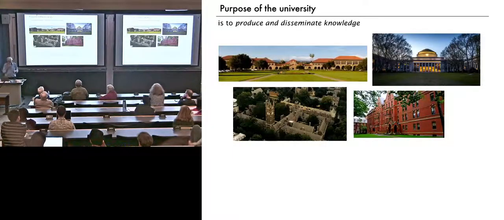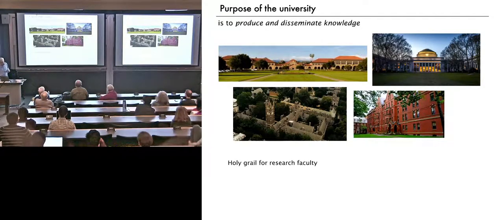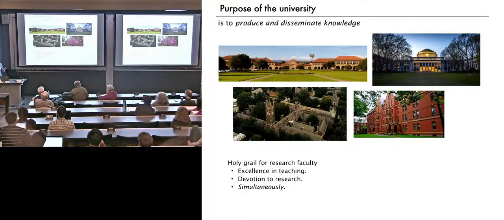So I want to remind everyone, the purpose of the university is to produce and disseminate knowledge. And I don't know who first articulated this. A lot of us in recent decades are kind of stuck on the produce part and maybe taking the disseminate part for granted, but it's definitely an important part of it. And so at many institutions, really it's a research faculty. Excellence in teaching is important. People don't come to universities unless they want to interact with students and be excellent. But they have to be devoted to research. You have to do both.